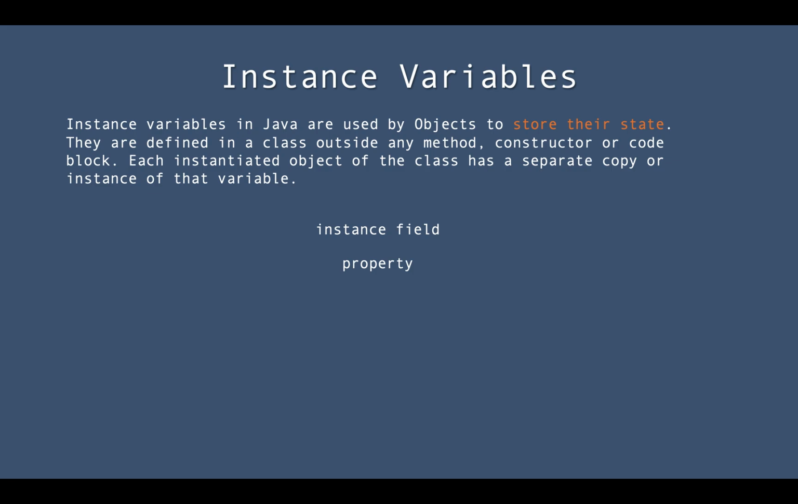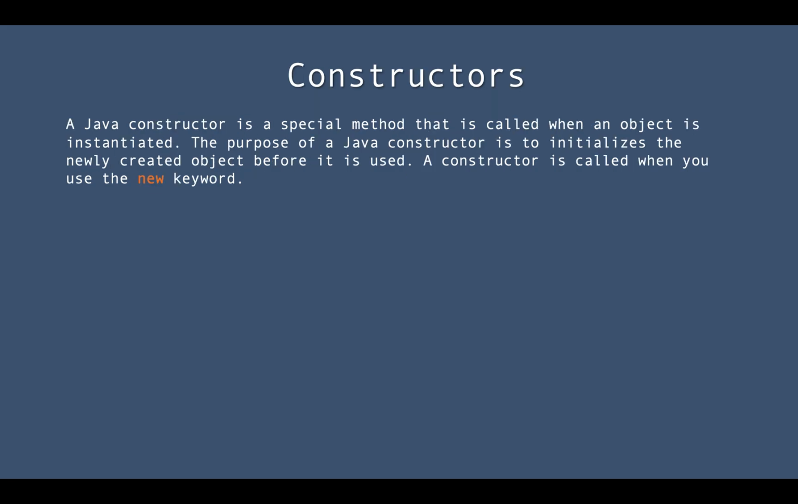And this next piece that we're going to write are going to be the constructors. A Java constructor is a special method that is called when an object is created or instantiated. It's an important word. I should have made that word orange, instantiated. The purpose of a Java constructor is to initialize the newly created object before it's used.